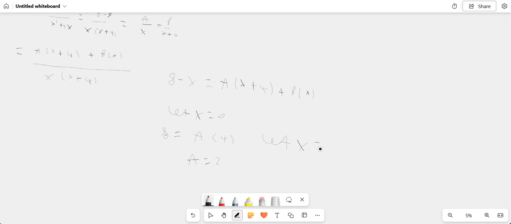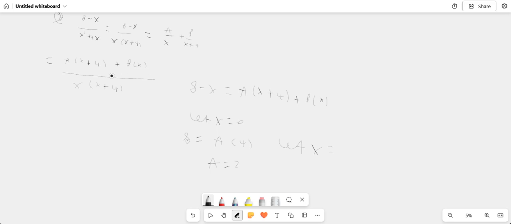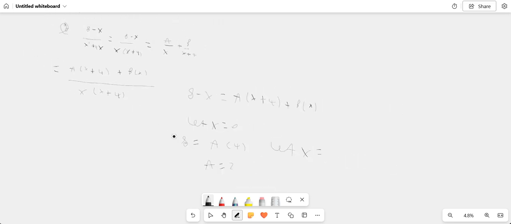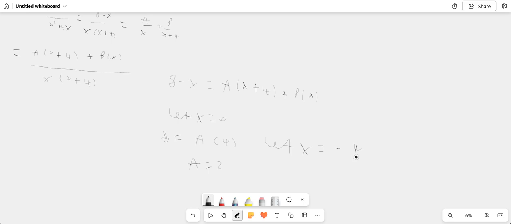Alright, cool. And then let x equal to the second bracket here. Second bracket is x plus 4, so you're going to make it equal to x minus 4. And x equals minus 4. So put minus 4 into the left hand side, so you get 12. I can write that straight away. And that's equal to a open bracket minus 4 plus 4.